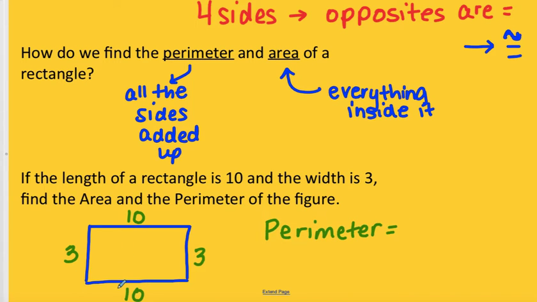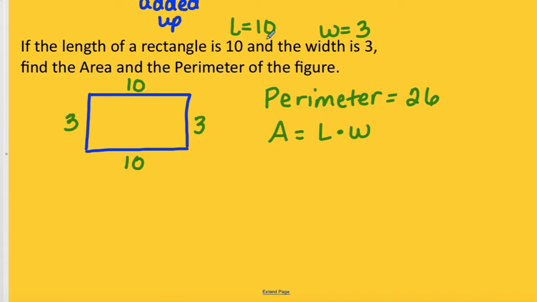So 10 plus 10 is 20, and 3 plus 3 is 6, so the perimeter would be 26. Where the area, to find the area, you do the length times the width. So this is where we evaluate. The length is 10, so L is 10, W is 3. We evaluate by plugging those values in or substituting them in for L and W. So the area would be 10 times 3, which is 30.